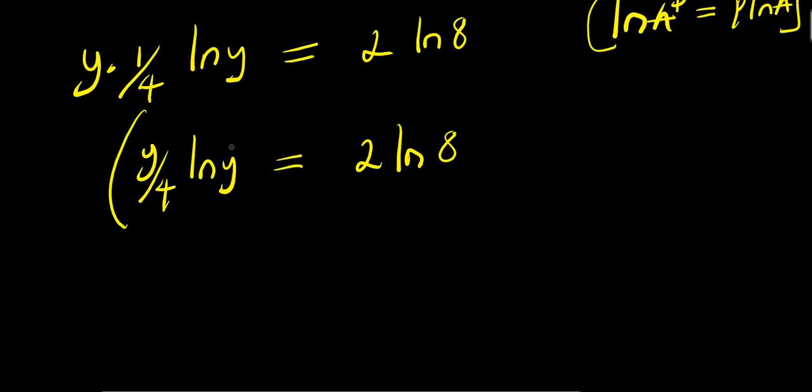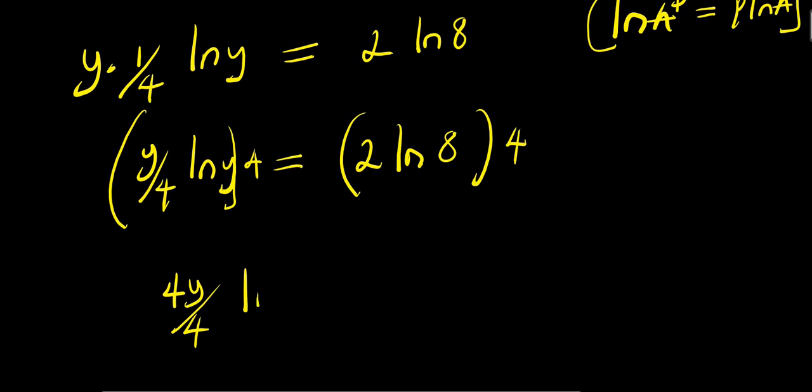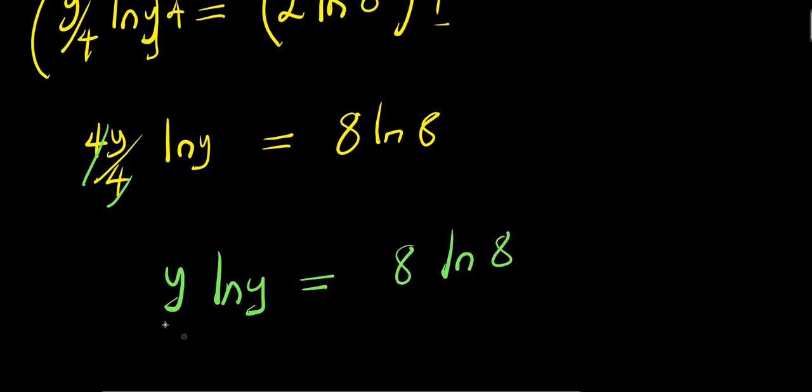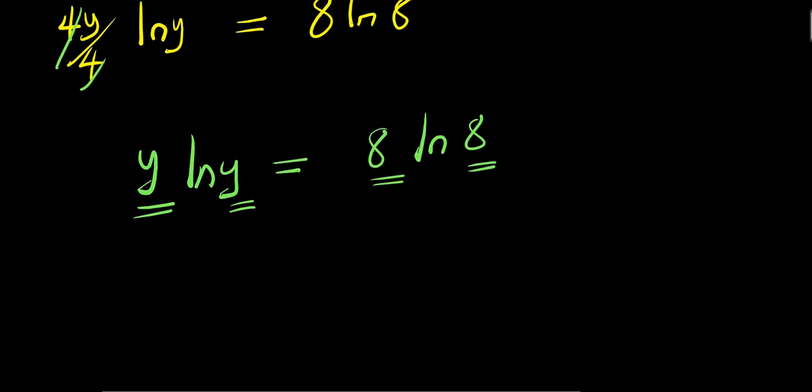I can decide to multiply this by 4 and multiply this by 4. So 4 times y over 4 will give you 4y divided by 4 times natural log of y equals 4 times 2, this is 8 times natural log of 8. So from here, 4 cancelled 4. I have y times natural log of y equals 8 times natural log of 8. Y and y, 8 and 8. So we can compare. That means y equals 8.